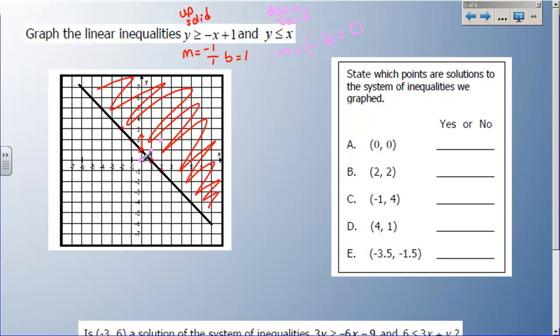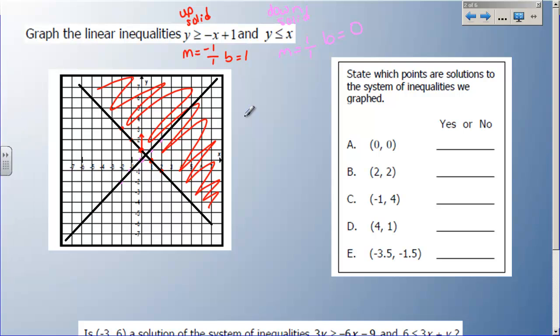So I'm going to go up 1 over 1. And then I can go backwards. I can go down 1, left 1, so I can get all my points. And then I'm going to make a solid line to connect my points together. And so there is that line.